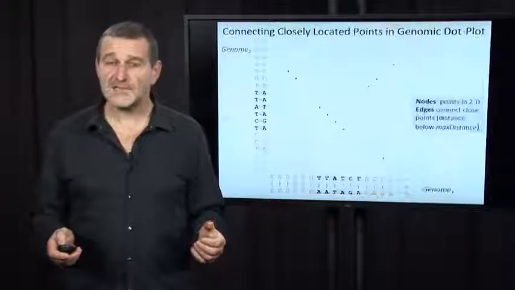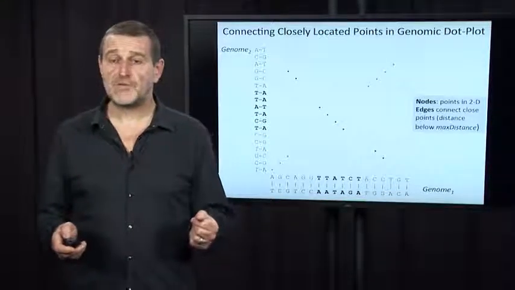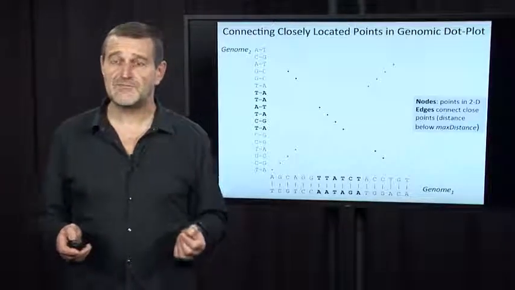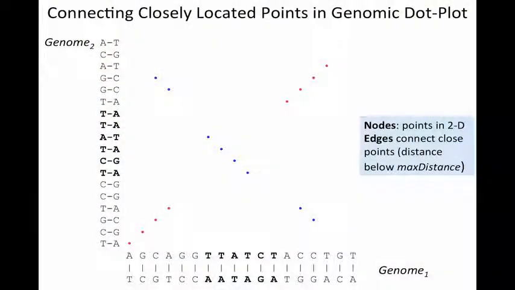Let's try. Let's look at the genomic dot plot between 2 different genomes that we constructed before, and let's represent every dot in the dot plot as a node in the graph. And we will form edges in this graph by simply connecting closely located points. For example, points that are located at distance less than max distance, where max distance is a parameter. What will happen? We will connect certain points by edges, and you can see from here that diagonals actually correspond to connected components in this graph.